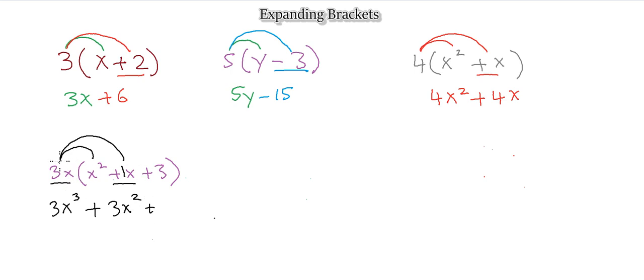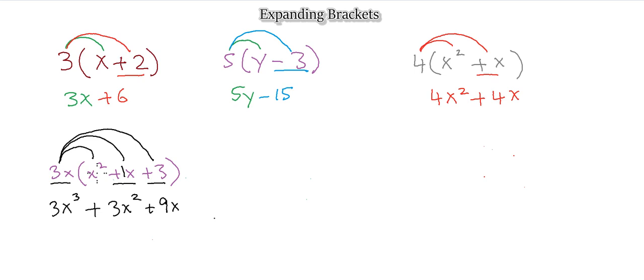So 3x now multiply with plus 3. So 3 again times by 3 is 9. And x, there's no x there, it just stays as x. So very nice and straightforward. All you are doing is take a term, multiply with every single one individually.